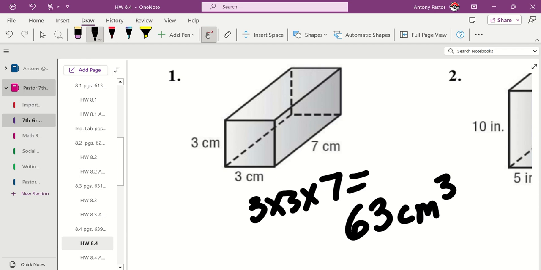So 63 centimeters cubed is the volume, and you're going to want to write volume equals. This would be the example for number 1, the work. You draw that out. You give me the measurements. You put what you put in a calculator.